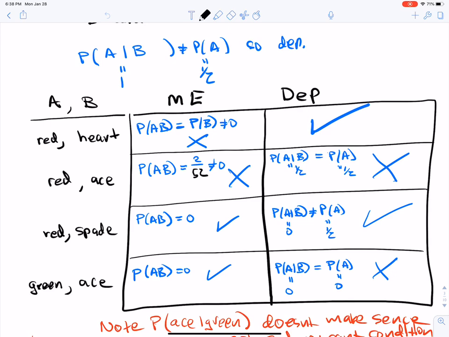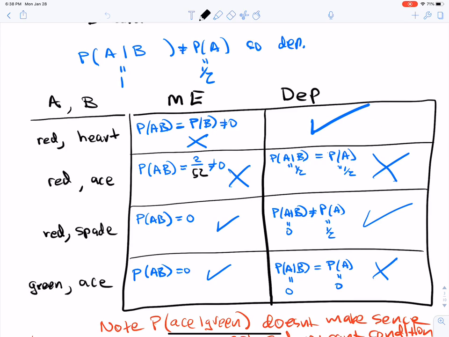If you have a red ace, that's also not mutually exclusive because you can have a red ace. It is not dependent, because if you know that you have an ace, that doesn't give you any information about whether it's red or not.